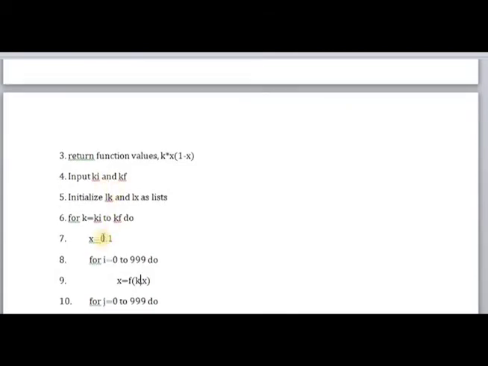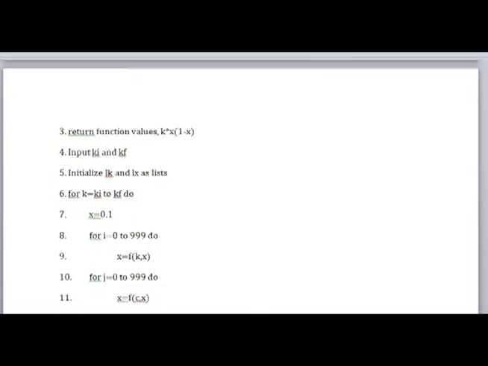So that will be discussed in the portion on functions and modules, how we are calling the functions and all. And for k from ki to kf, we'll have a value for x, that is 0.1, and we'll do the iteration 999 times within the loop, so that we'll reach the value for the attractor.